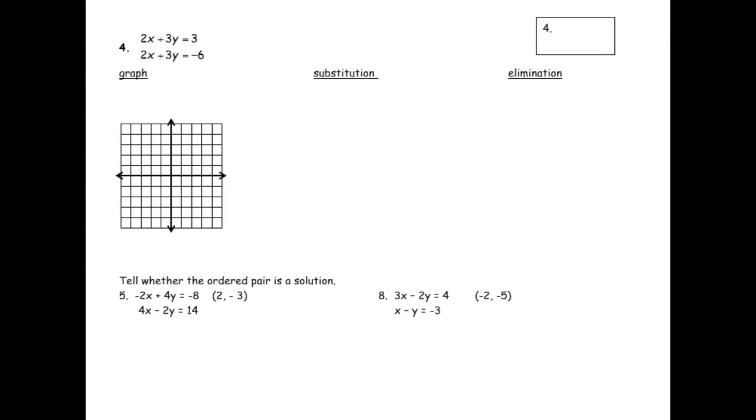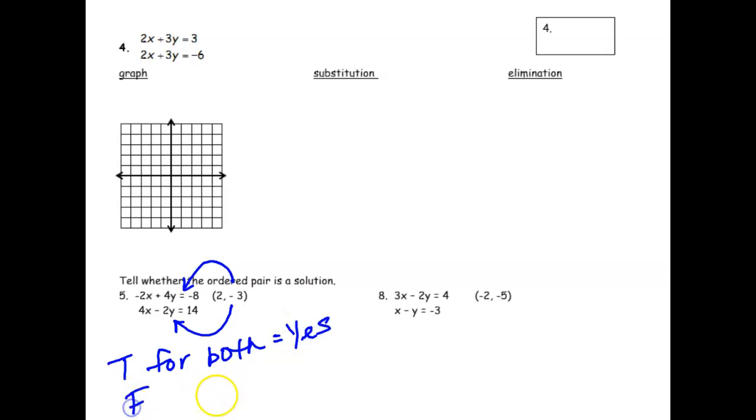If you look at number 5, all you're doing is telling whether the ordered pair is a solution. So you need to plug this ordered pair into this equation and into this equation. It needs to be true for both. If it's true for both, then it's a yes. If it's false for any of them, then it's a no. Same with this one right here. You're just plugging in your x and your y, and if it's true for both, then the ordered pair is a solution. The other thing you can do here is just use Desmos, graph both of these lines and see if that ordered pair is the intersecting point. That will check it. That's a good check step.